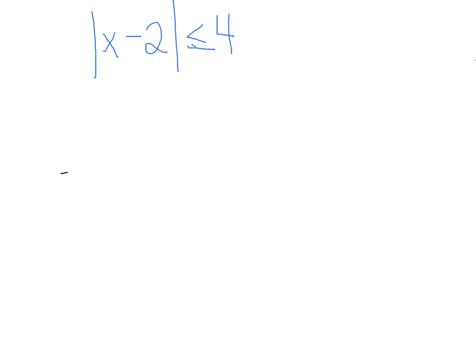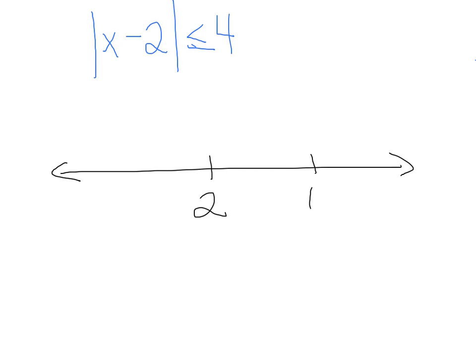So we know that this means the distance from x to 2 is less than or equal to 4 units. So our starting position would be 2, and we would look for numbers that are 4 units away first, so it would be 6 and negative 2. But we're looking at numbers that are less than or equal to 4 units from 2. So we would do a closed circle because it's equal. We are including negative 2 and 6, and less than is anything in between.